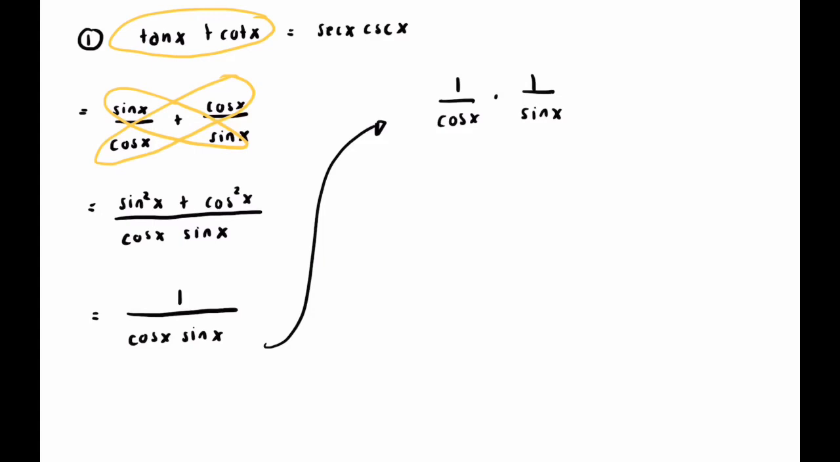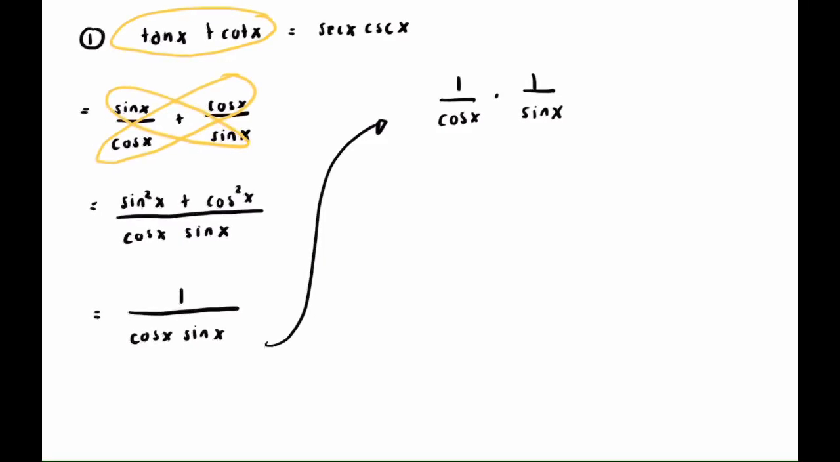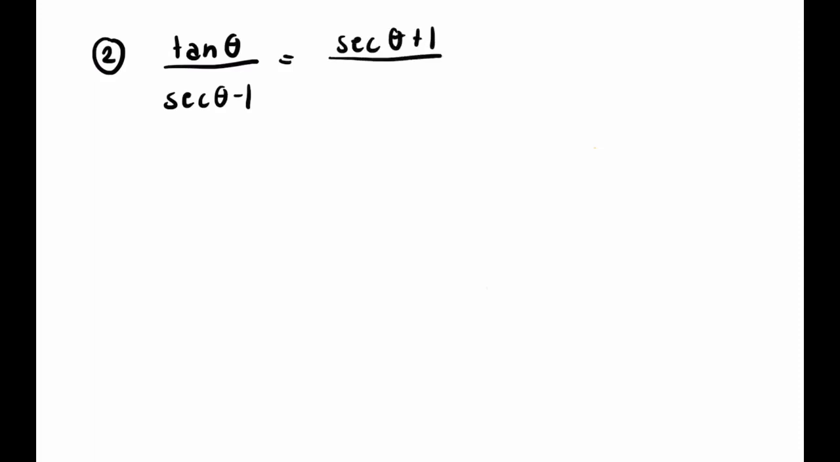According to the reciprocal identity, 1 over cosine x is equal to secant x, and 1 over sine x is equal to cosecant x. Therefore, we proved that the left side is equal to the right side. For the second example, we have tangent theta over secant theta minus 1 is equal to secant theta plus 1 over tangent theta.